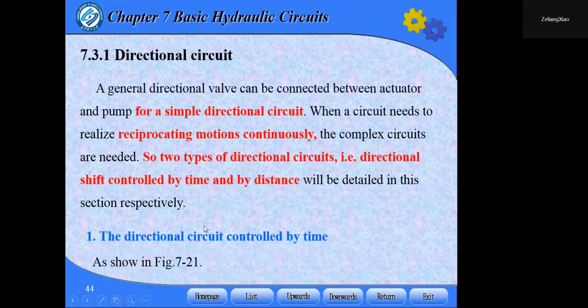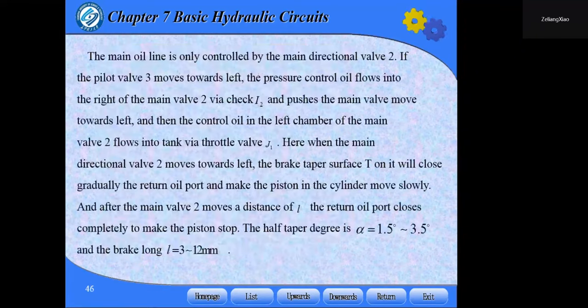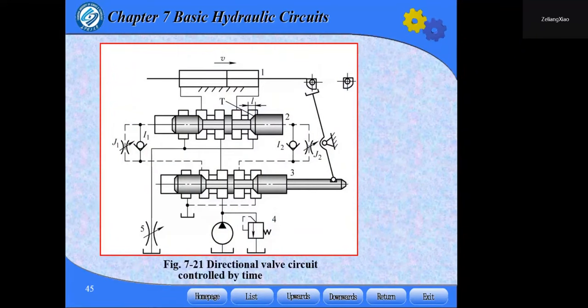Also, we can see the directional circuit controlled by time, which is shown in figure 7-2-1. We can explain the operating principle of this directional valve circuit. In this figure, the main oil line is only controlled by the main directional valve 2.